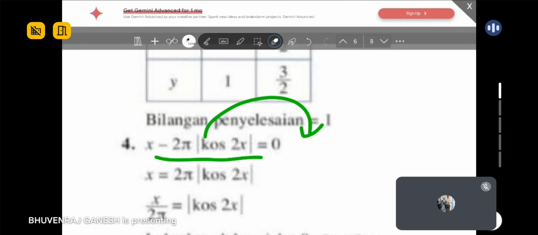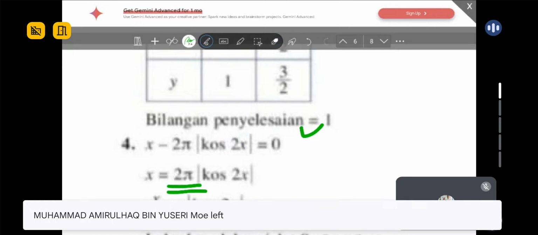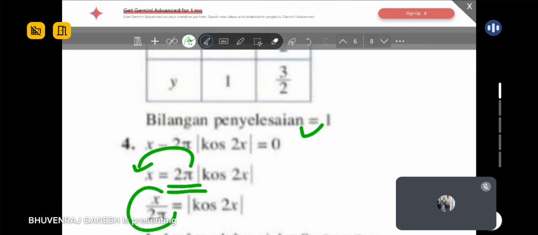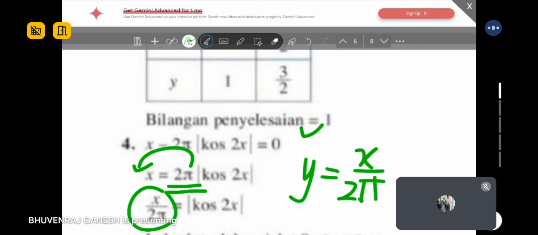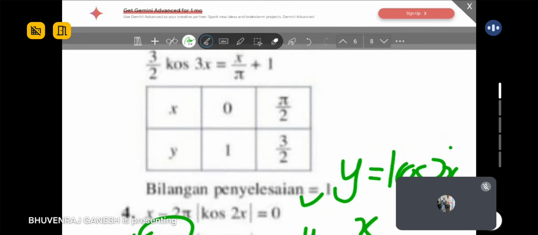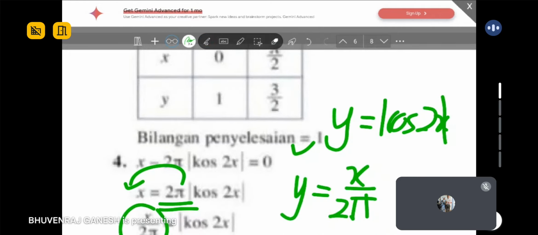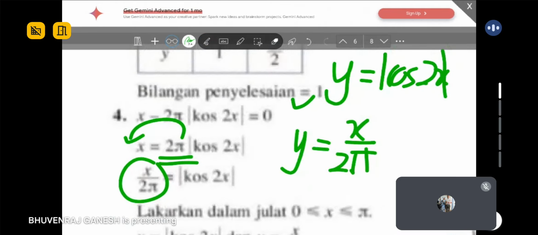Second step, what do you do? Second step is this 2 pi. You shift 2 pi to the left hand side. So it becomes x over 2 pi. So this is your equation. So y equal to x over 2 pi and y equal to modulus cos 2x. Do you understand now? This is how they get the two answers. Understand or not? DB, can you understand?